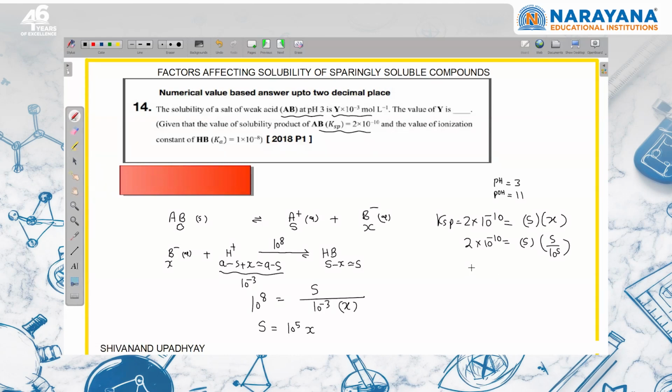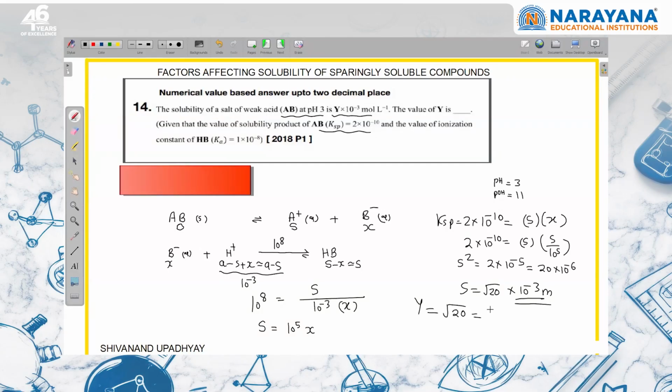Now you can simplify this. S square is equal to 2 into 10 to the power minus 5, or I can write that this is 20 into 10 to the power minus 6. So solubility is under root 20 into 10 to the power minus 3. I have to match this power, right? That's why I have done that. So the value of y is under root 20.